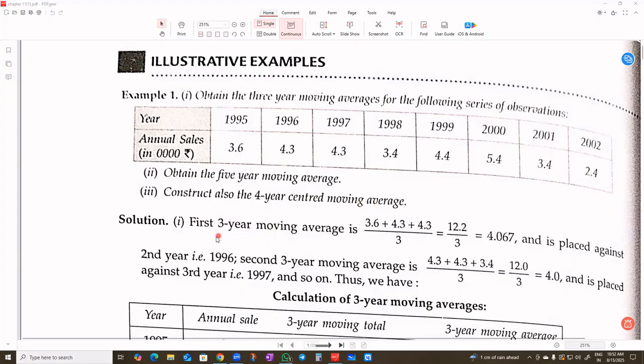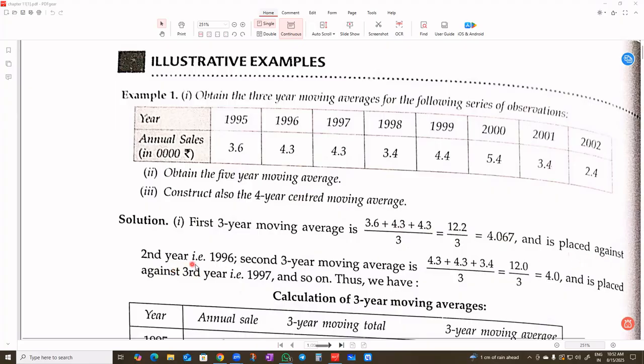First, the 3 years moving average. Take the first three values, 3.6, 4.3 and 4.3, divided by 3. Adding all these values, we get 12.2, divided by 3. So this value will be 4.067. You should calculate these values yourself, and it is placed here.